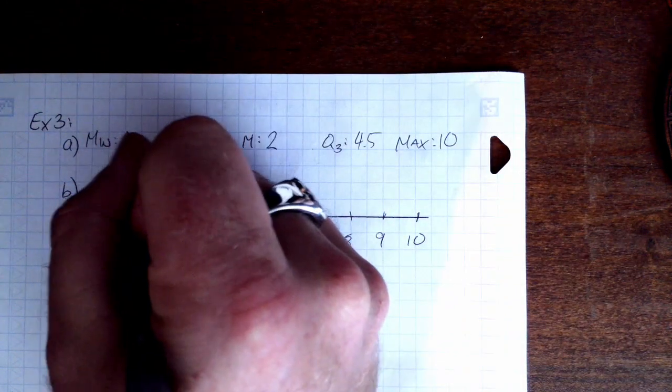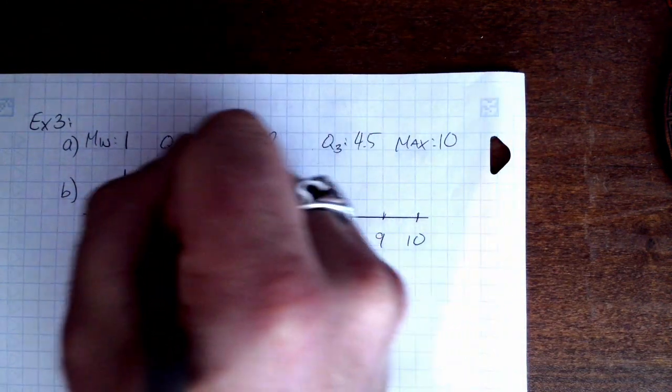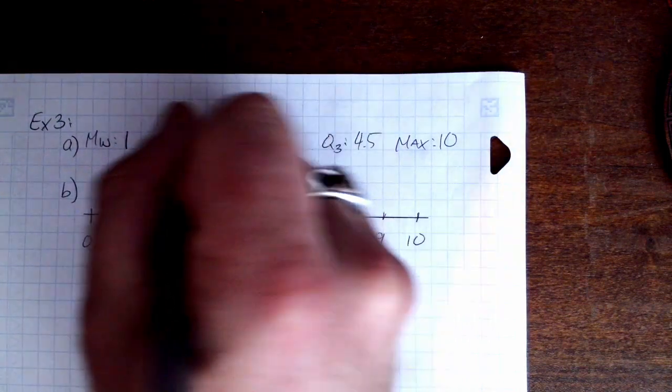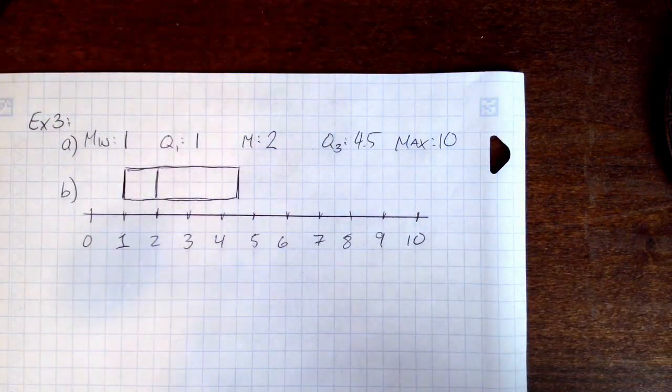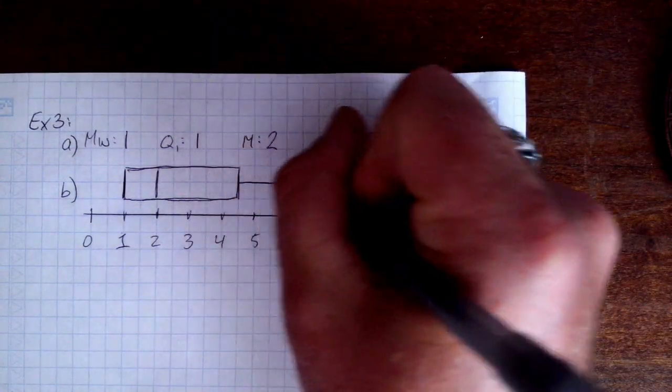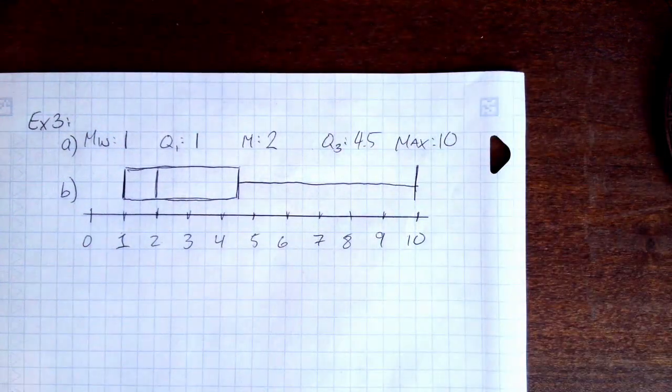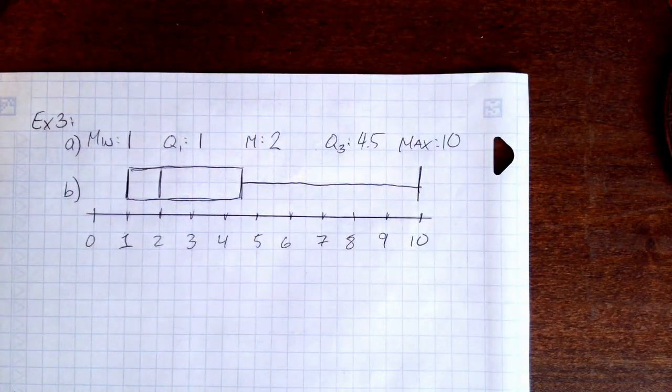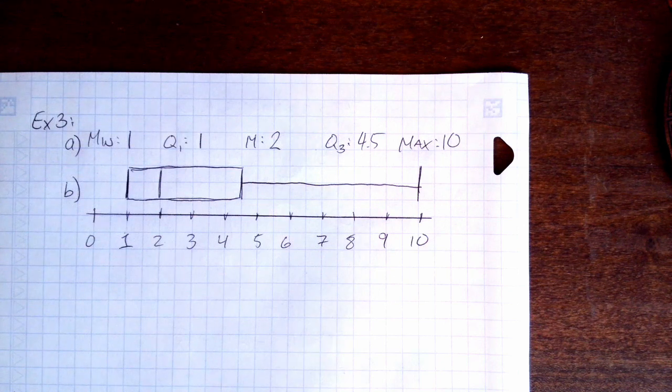So this is both the box and the minimum. And then our maximum value was 10. And so now we have an impossibly short left side and a very long looking comparatively right side. So this one looks like it is probably skewed right. We might have some outliers.